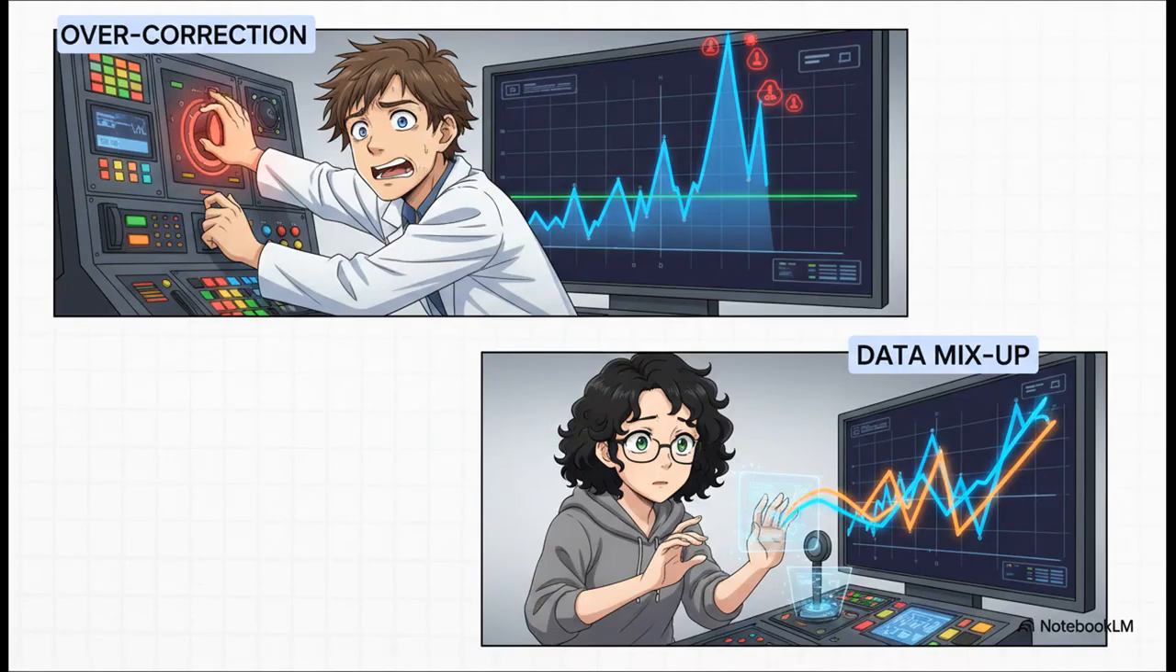What could cause this? Well, a classic suspect is overcorrection. Imagine someone sees a result that's too low, so they tweak something to fix it, but they push it way too far, and the next result is sky high. So what do they do? They overcorrect again in the other direction.